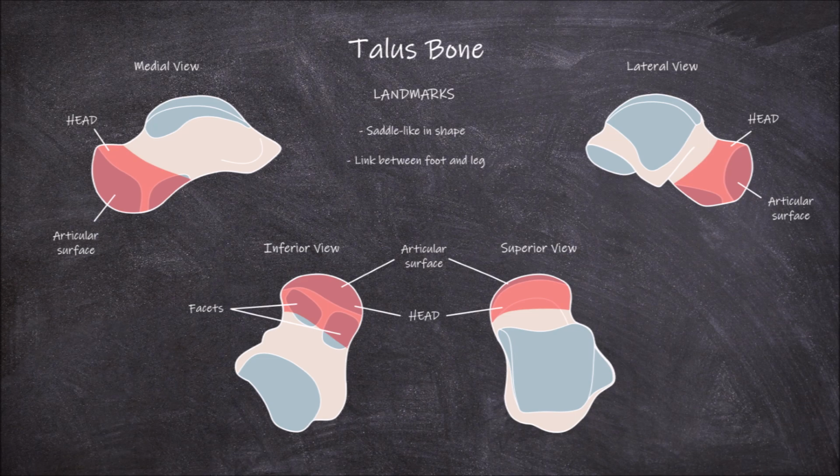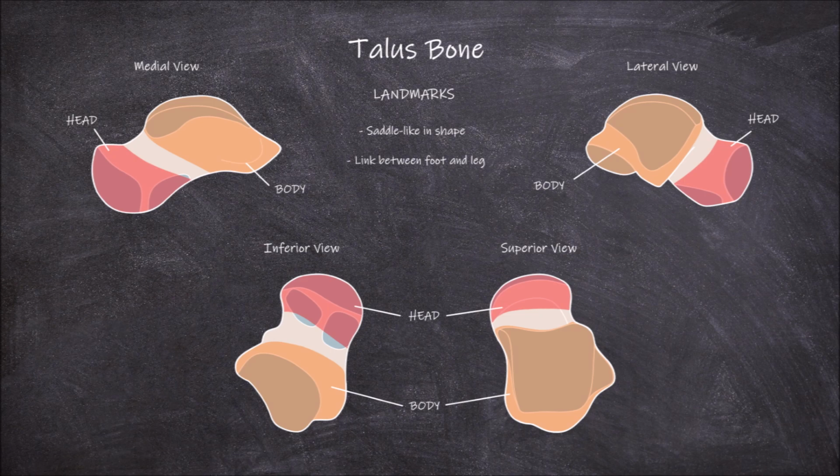The second region of this bone is the body. The body region is the proximal portion of this bone. The superior surface of the body region, also known as the trochlear surface, has a large facet on it for articulation with the distal end of the tibia bone.